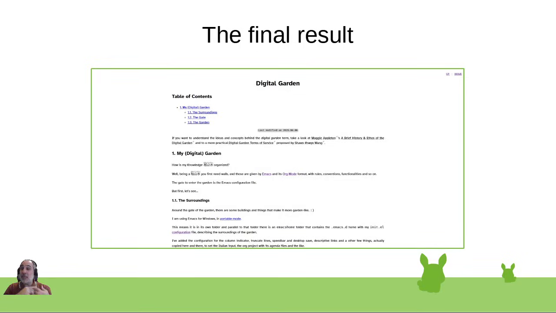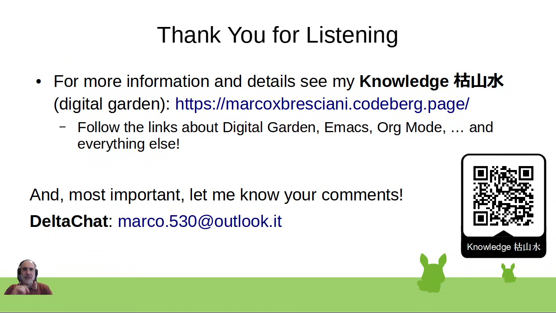You can see the Japanese furigana on top of the kanjis, and you also can see the automatic table of contents, the custom aside component that highlights the latest modification date, and so on. Everything I've spoke about here is available in my digital garden, in my knowledge Kare Sansui, again, as a sort of self-description of the digital garden itself.